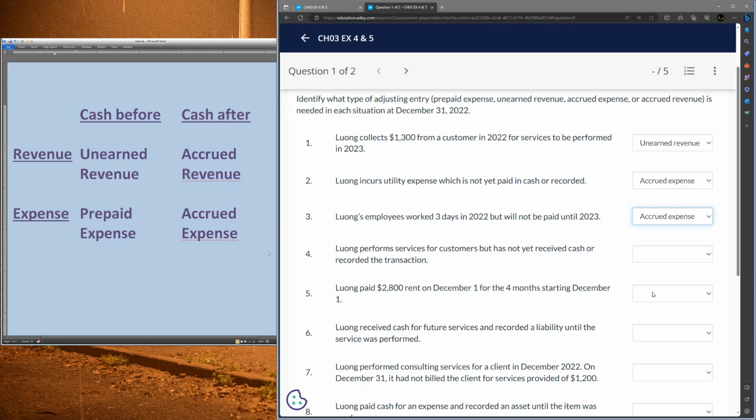Luong paid $2,800, I'm looking at number 5 here, in rent on December 1st for the 4 months starting. So we can see right away the cash is being paid, meaning it's going out. Well, revenue is cash coming in. Expenses are cash going out. So this is a rent expense. So we're recording the cash first, and then we're recording the rent later. This looks like it's a prepaid.